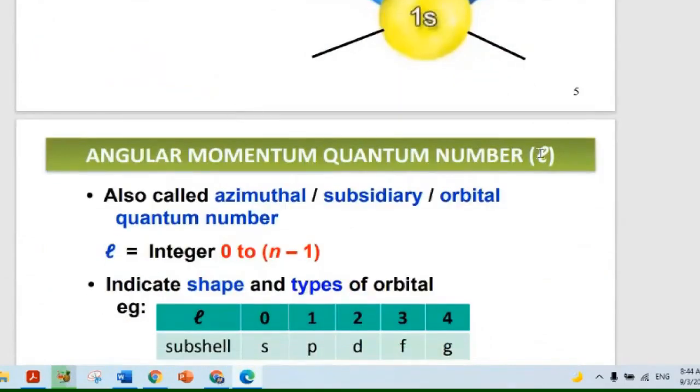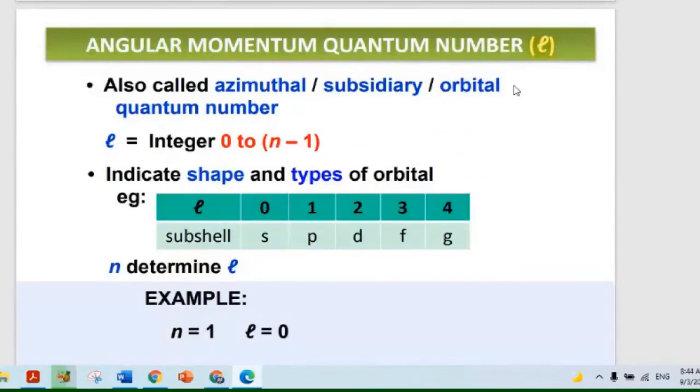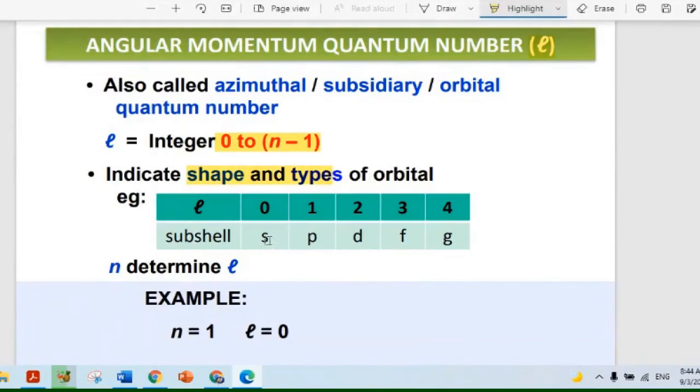The second quantum number is the l value, which is the azimuthal or subsidiary quantum number, or we call it the orbital quantum number as well. It goes from 0 to n minus 1. So we must know that the n value determines the l value. Function, shape, and type. You must remember when l equal to 0, we know the subshell is the s orbital.